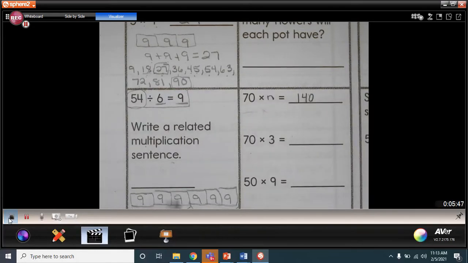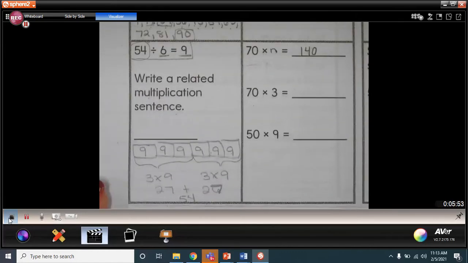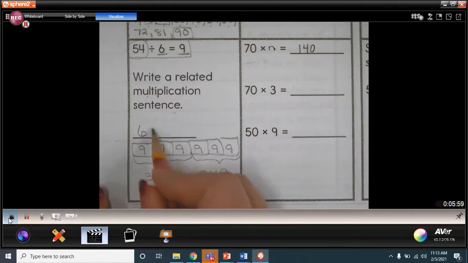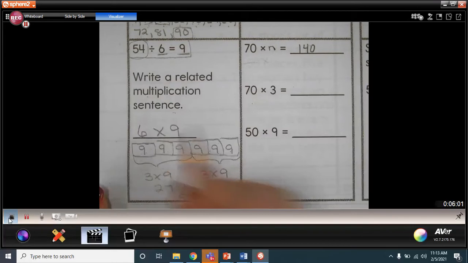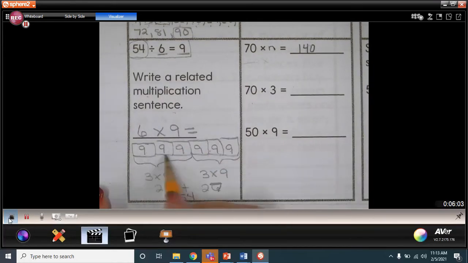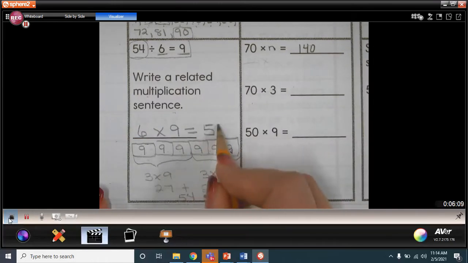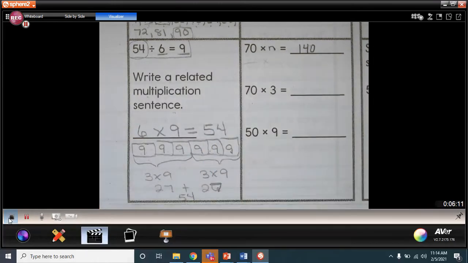So now that I see that this is a model like multiplication, I can say, oh, I have 1, 2, 3, 4, 5, 6 groups of 9. And when I add all these groups of 9 back up, now instead of having them separated out, I've got 54 total when I put them all back together.